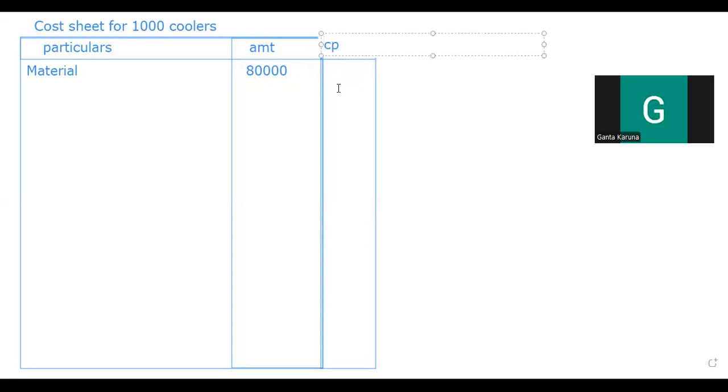So CPU for 1,000 coolers. So everything I'm going to divide with 1,000 coolers. Okay. So here I'll go with this one. 80,000 divided by 1,000, how much am I going to get? I'm going to get around 80 rupees. So if I find it out this way, it is going to be easy. Why? Because he only asked me that the cost of selling expenses is going to be the same. So to make my job much easier, I'm doing it in this format.